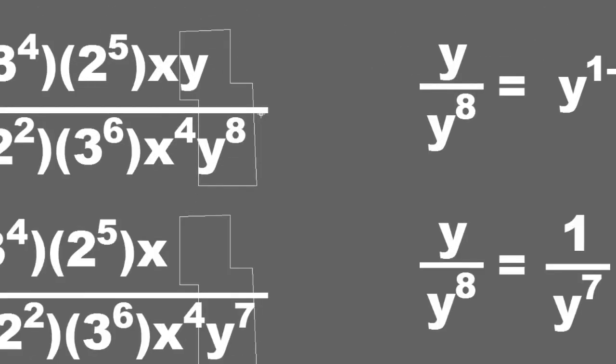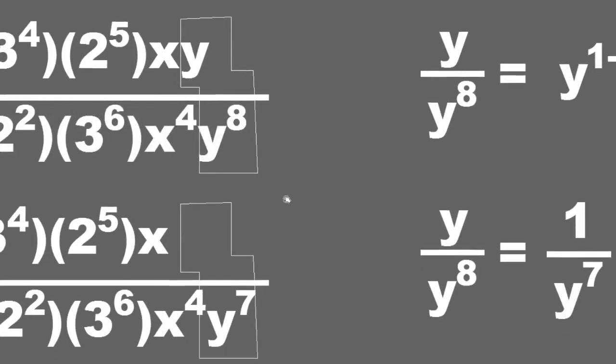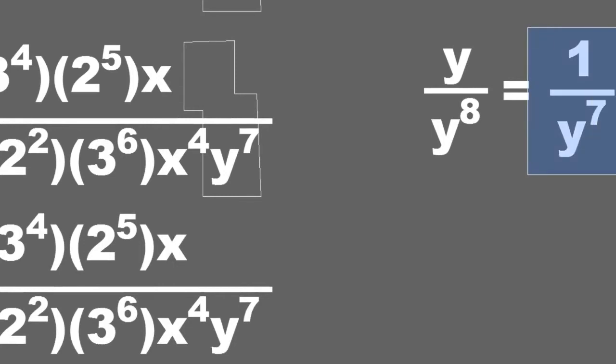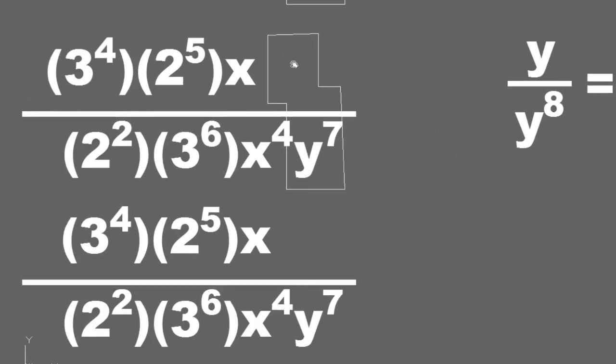So y divided by y to the 8th power becomes just 1 divided by y to the 7th power. I don't have to write the 1 because the 1 is going to get multiplied by all of this, and all of this times 1 just equals all of this, so I don't have to write it. I just put the y to the 7th power in the denominator.